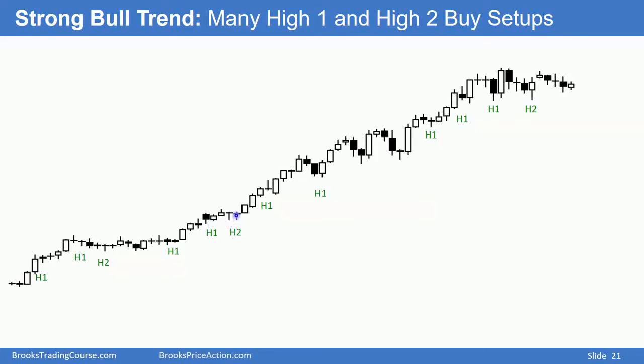Anytime there's a double bottom, it's a high 2 buy. This, we reversed down, it went below the low of that bar, and then went outside up. So this is, in fact, a high 1 buy signal bar. The market went below the bar and then above.